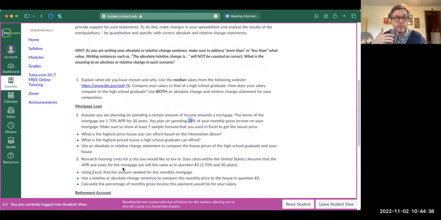Another step we're going to do is research a city that we want to live in. We're going to pick a house, and then we're going to find the monthly payments. And then we're going to talk about how much of our income goes into that. All right, so that's a little bit different. It's kind of looking at it the other way.